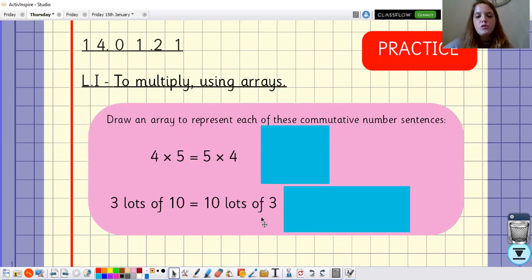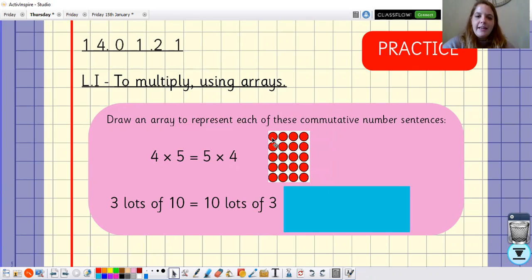Now remember, when you're drawing an array, to make sure that your circles are all lined up so they're underneath each other in their columns and in their rows. So they're really nice and neat underneath each other. Okay, pause the video there and have a go at drawing those arrays. Okay, now I'm going to show you my examples, and it's okay if yours doesn't look exactly the same as mine, because remember the array can be drawn either way around.